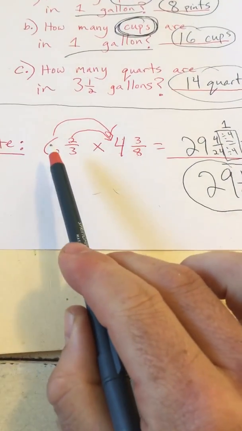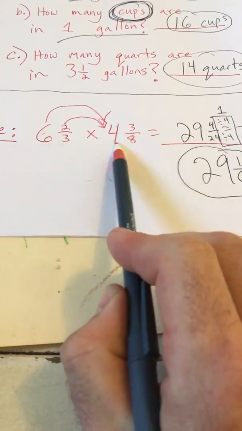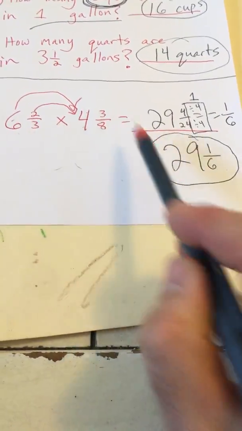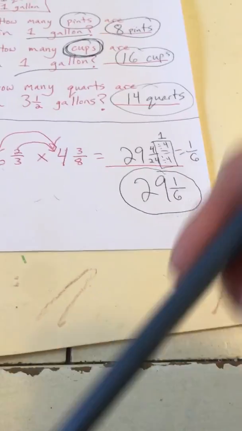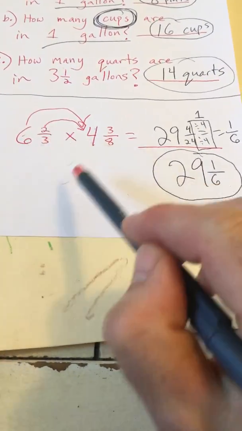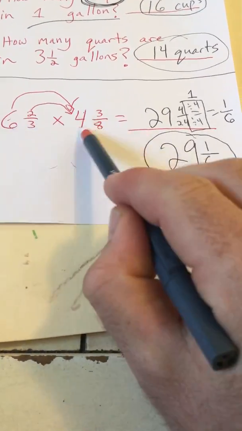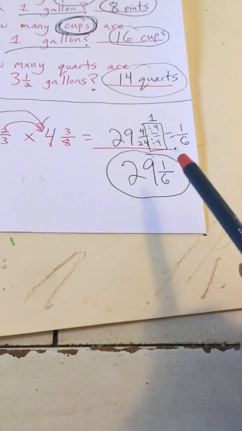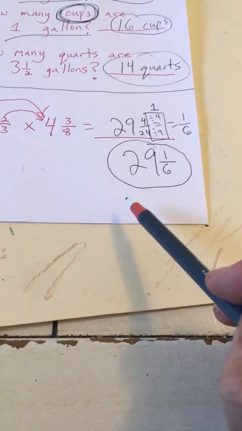Now I'm just going to kind of check. If I did just the whole number, 6 times 4 is 24, so then we're multiplying these fractions, so our number is going to be higher than 24. Because it's a little more than 6 times a little more than 4, our answer needs to be more than 24, which it is. So our answer is reasonable, 29 and 1/6.